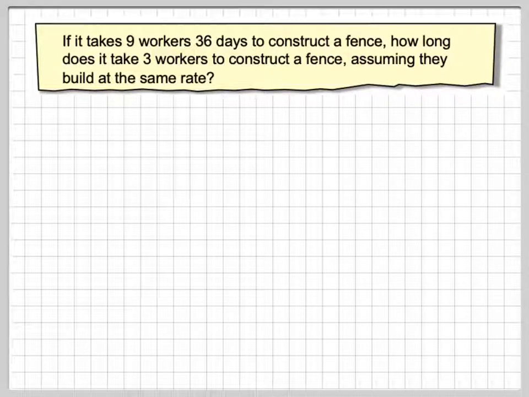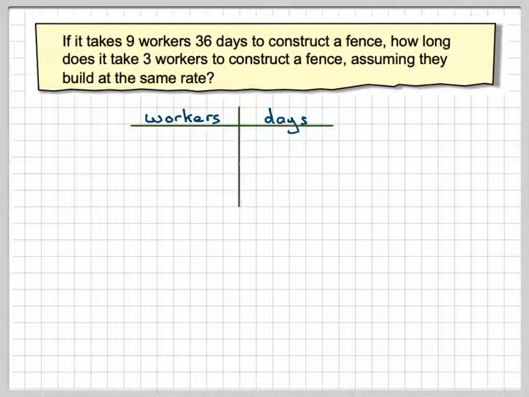Here we have the typical sort of inverse proportion problem. If it takes 9 workers 36 days to construct a fence, how long will it take 3 workers to construct a fence, assuming they build at the same rate? So we've split it up into workers and days as the two quantities. We've got 9 workers, and they will take 36 days, and we want to know how long it will take 3 workers. Right, so we want to know what number we're going to put here.